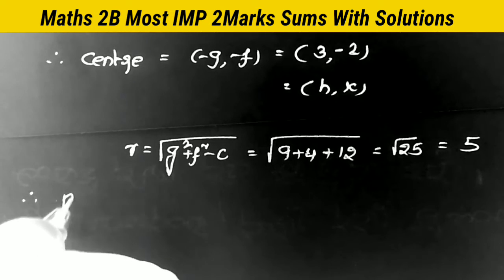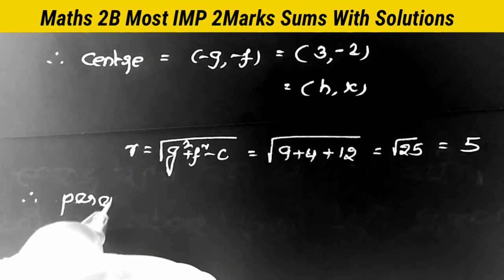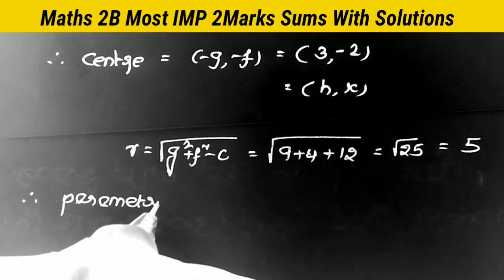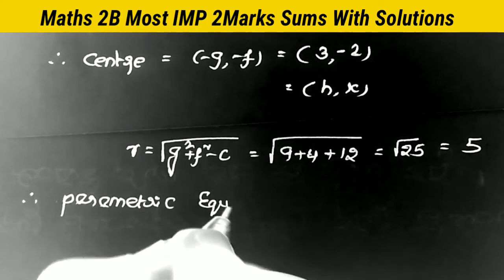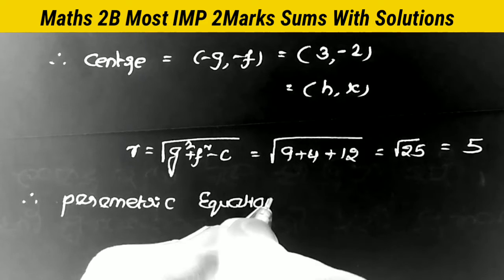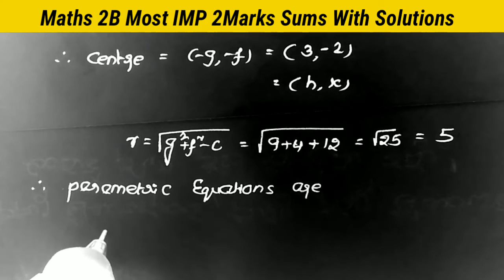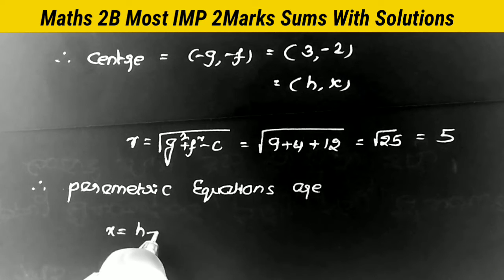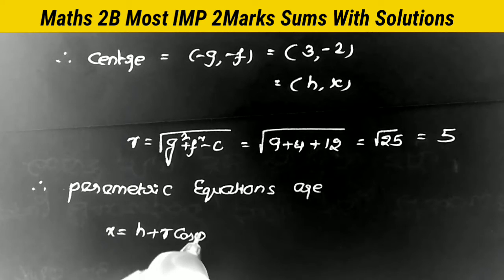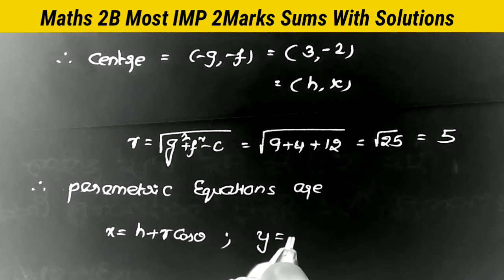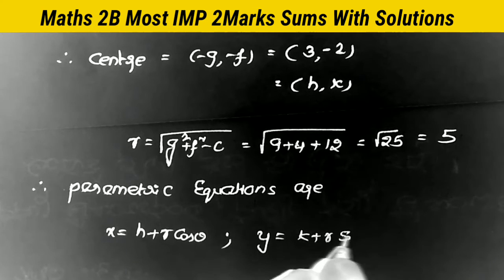Therefore, parametric equations are: writing the formula and substituting these values to get the parametric equations. For writing the formula, 1 mark is given in the examination. Compulsory, you must write the formula. So parametric equations are, the formula is x is equal to h plus r cos theta and y is equal to k plus r sin theta.